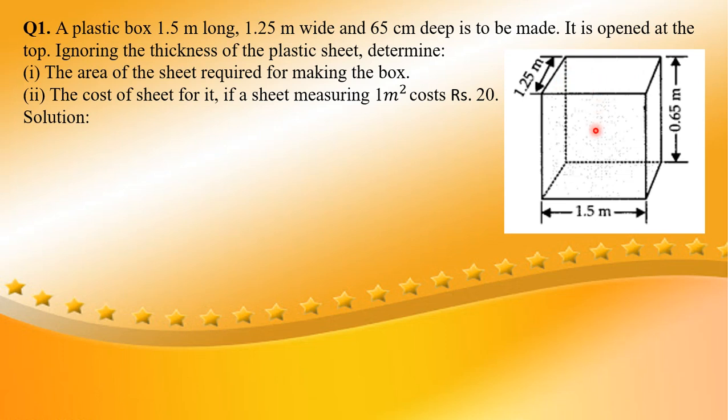Now we have to make the box, that means we need the total surface area, but the top will not be included. So from the total surface area we can subtract the top rectangular area. In this way also we can find the area of the sheet. So let's start the solution.